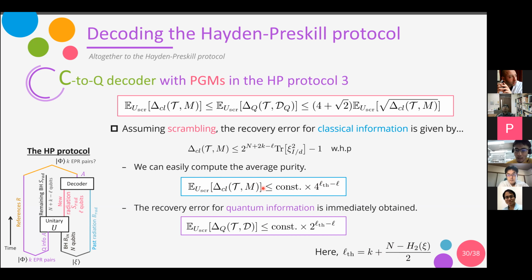And then by plugging this value into this inequality, we obtain the recovery error for quantum information. But basically, it's just the square root of the classical error. So 4 becomes 2, and that's it. So this is our calculation.